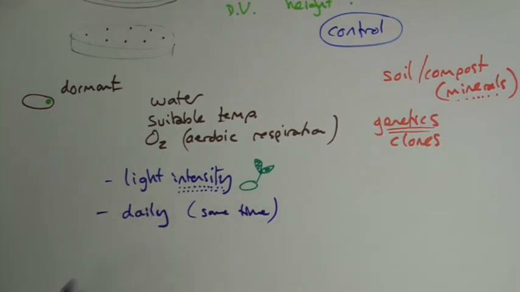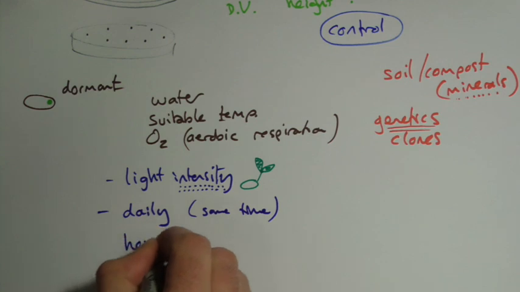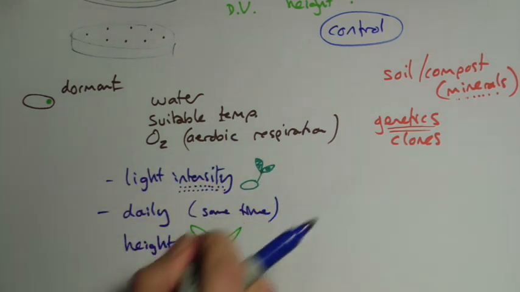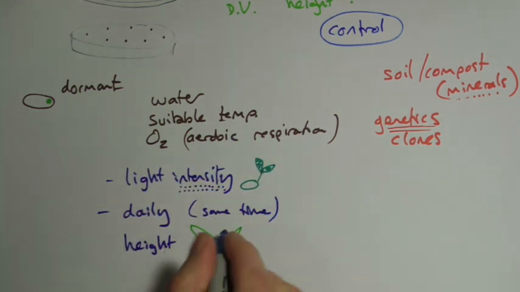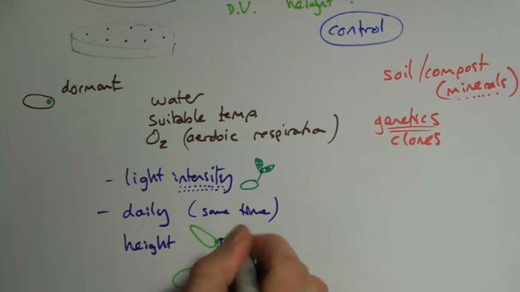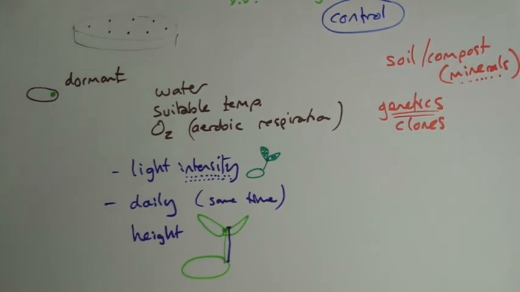And we could measure the height of these seedlings, making sure that we measure it the same way each time. We use the same ruler and all those kind of things. Where do you measure it from? We'll measure it from the tip of the stem to where it comes out of the leaf, for example. And we could measure other things actually.